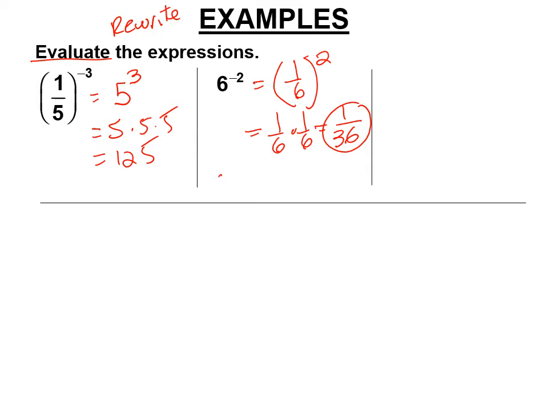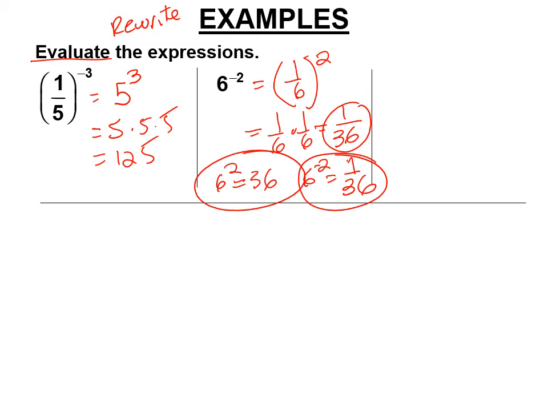So let's look at this. 6 squared is 36. 6 to the negative second is the reciprocal. That's what negative exponents do. They make reciprocals, right? 1/5 cubed would have been 1/125th, but we had 1/5 to the negative third, so we got the reciprocal, 125. Negative exponents make reciprocals.